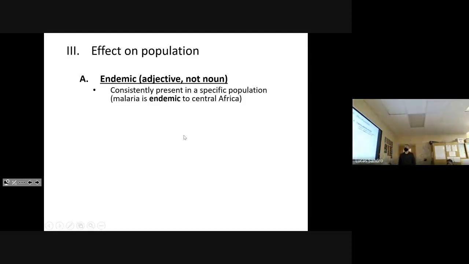They're kind of just there. The cold, the typical flu varieties. Those are referred to as endemic to a particular population. The common cold is endemic to about every population on Earth. Malaria is endemic to Central Africa. Lyme disease is endemic to the northern and northeastern United States. It's an adjective, not a noun. We don't say it's an endemic. It doesn't mean anything. It says endemic to somewhere.